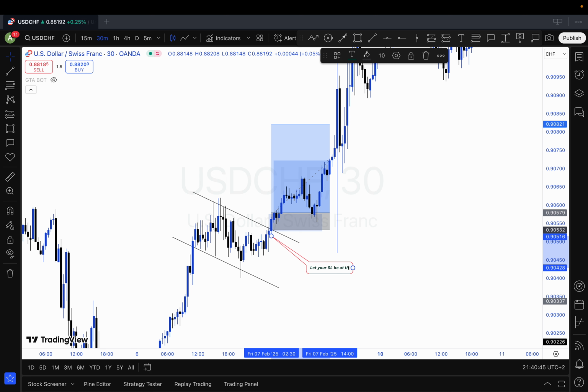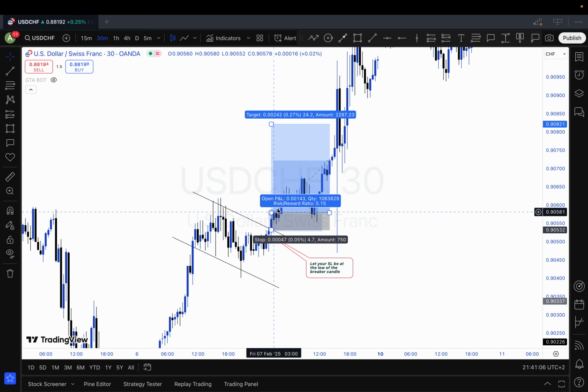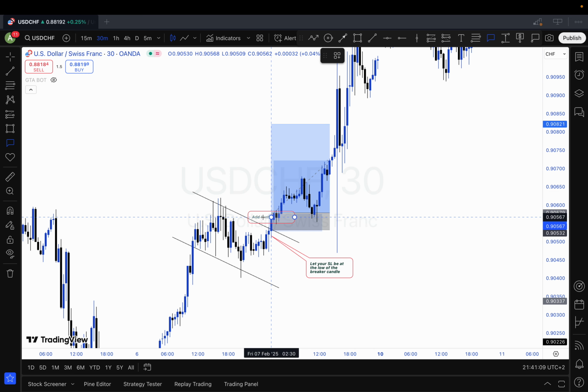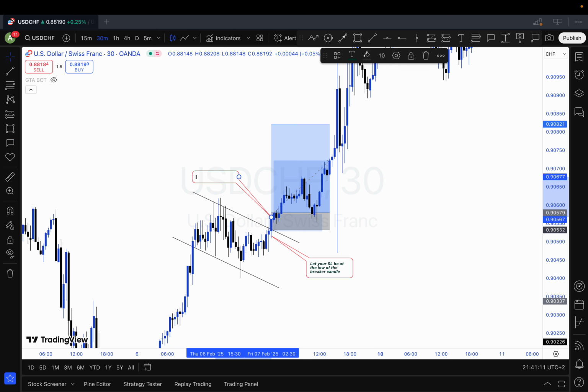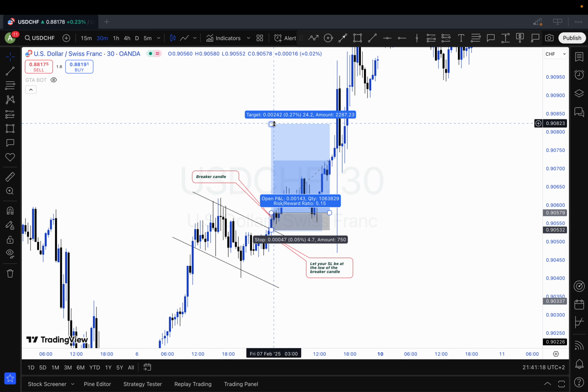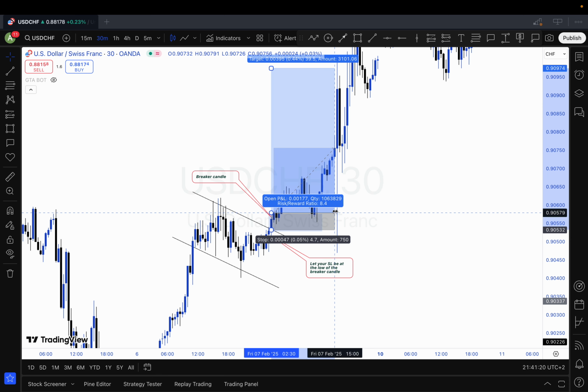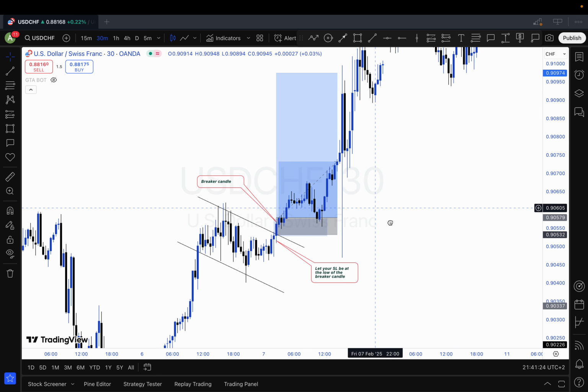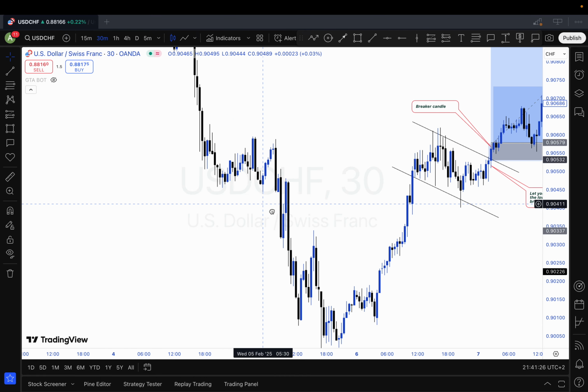Let your SL be at the low of the breaker candle. Okay, so that's a good thing. And then since we've already recognized our breaker candle, we've already understood our breaker candle over here. That's a good thing. Let's go and check some other.